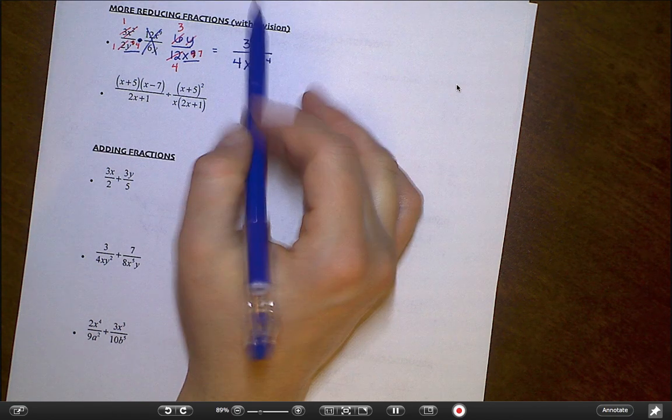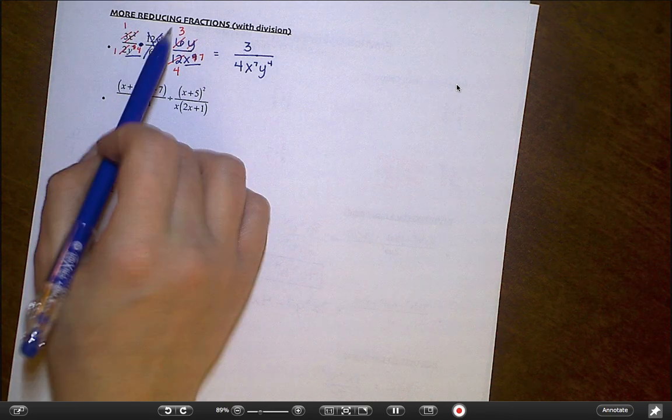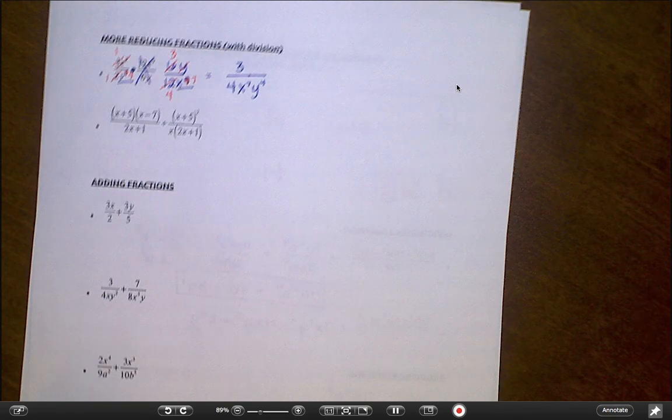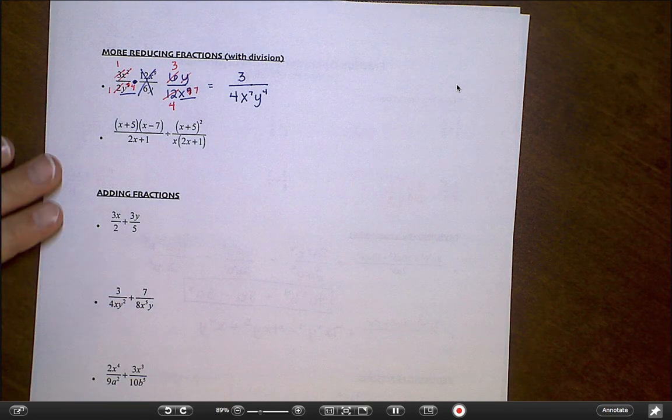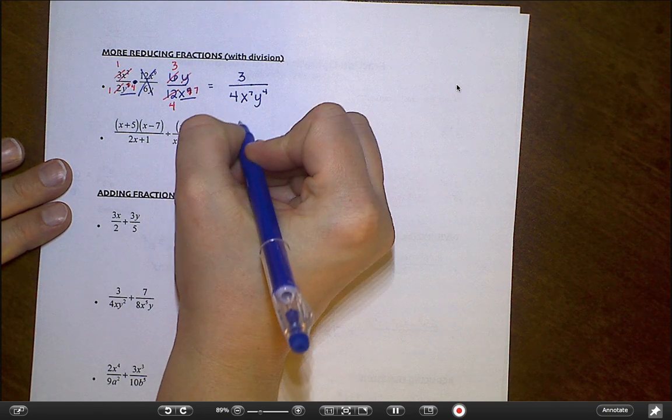Okay, I would double check and make sure there's nothing else here that can reduce. I don't see anything because we did all our reducing ahead of time. So now let's look at that second one. And again, when you see division, all we need to do is take this fraction and flip it over.